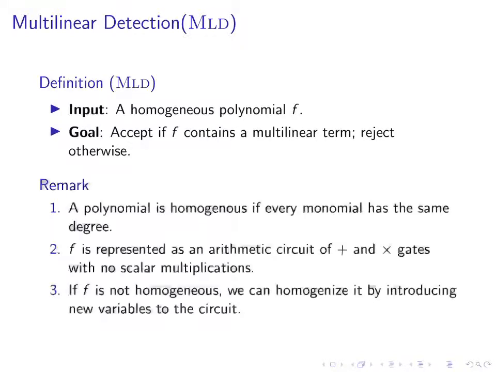We say that a polynomial is homogeneous if each monomial has the same degree. A polynomial can be represented as an arithmetic circuit of additive and multiplicative gates, and we assume that there are no scalar multiplications. If f is not homogeneous, then what we can do is to introduce some new variables to raise the low degree monomials so that each monomial has the same degree.